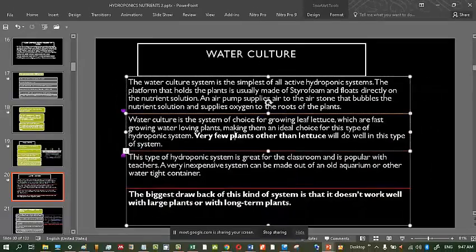Anyone? Hydroponic means when we are using water and nutrients to grow the plants, and this kind of system is also called a water culture system. Water culture system.